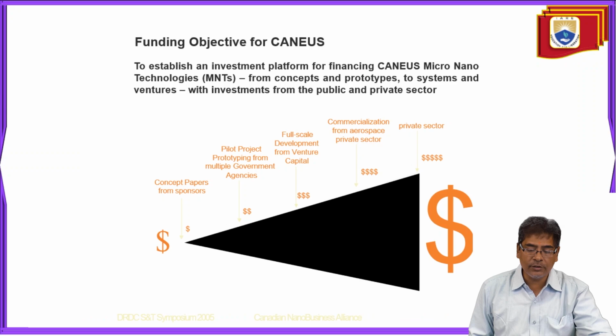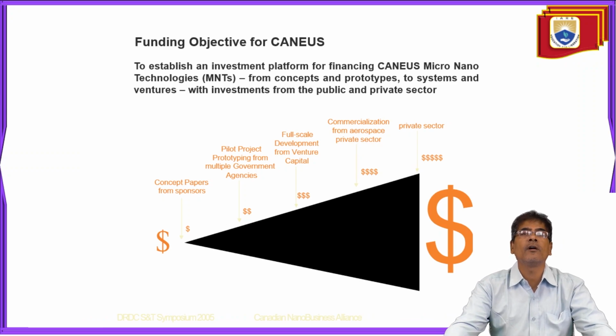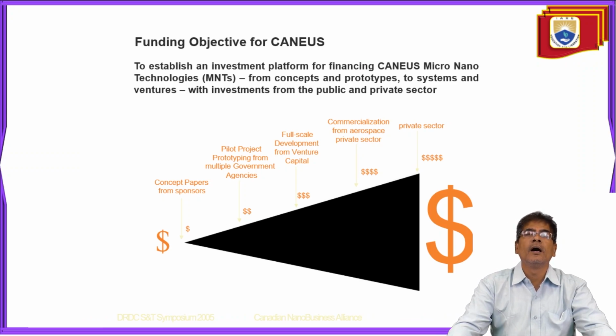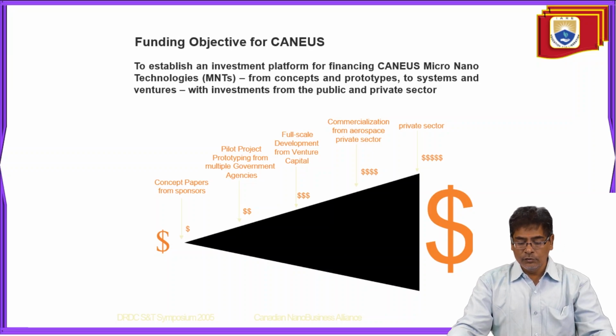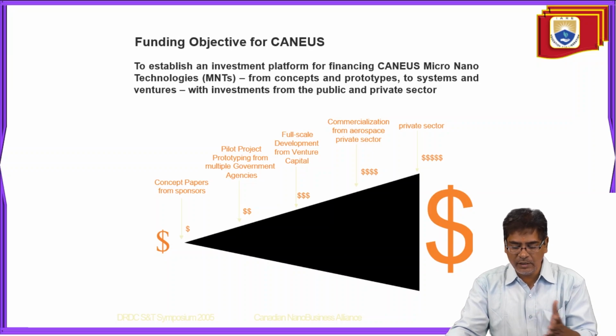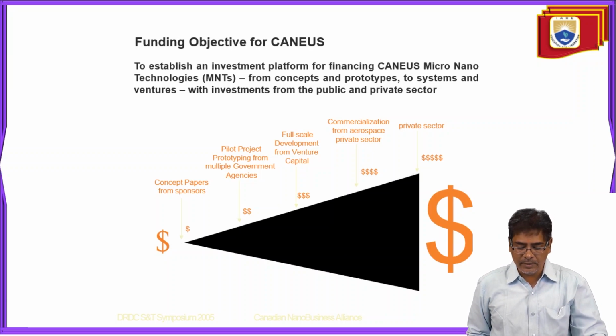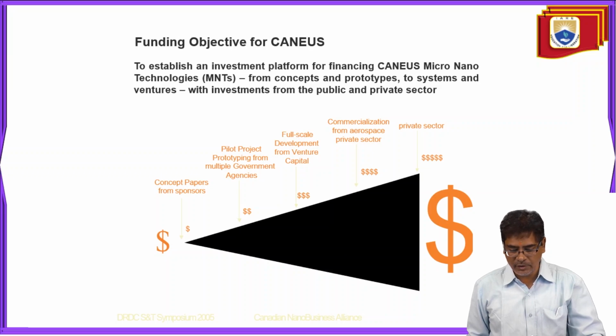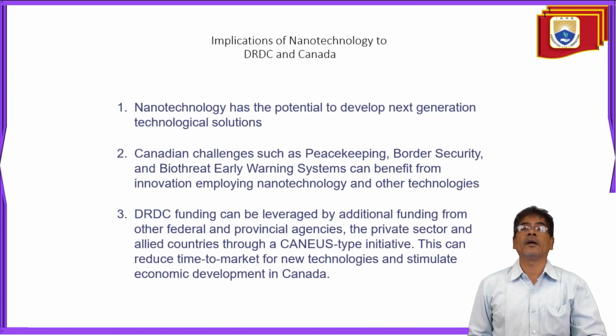Funding objectives: to establish an investment platform to finance Canis micro-nanotechnology from concepts and prototypes to systems and ventures, with investments from the public and private sectors. So this is the graph that is shown. Everything is shown in dollars, right? Concept papers from sponsors, pilot projects and prototyping from multiple government agencies, full-scale development from venture capital, and commercialization from the aerospace private sector.